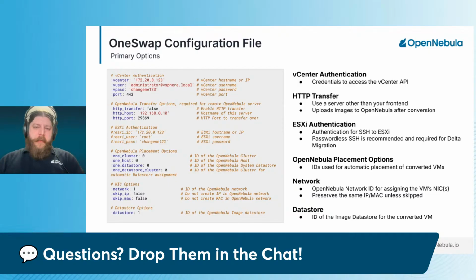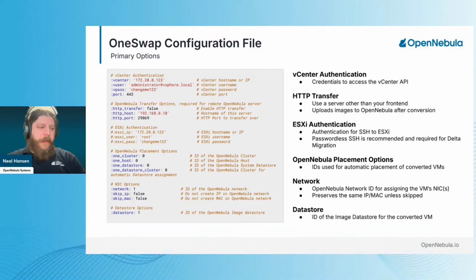So here's just some of the basic ones. The authentication for getting to the vCenter, the ESXi authentication if you're going to do it directly from that as well. And then we have the HTTP transfer option. This is mainly so you can offload the processing. You can run the OneSwap on a separate server besides your front end, and then it makes an HTTP server so that the OpenNebula front end can download the images once the conversion is done. If you're lacking disk space or you just have a really busy front end and you don't want to impact your users, then that's a good way to go.